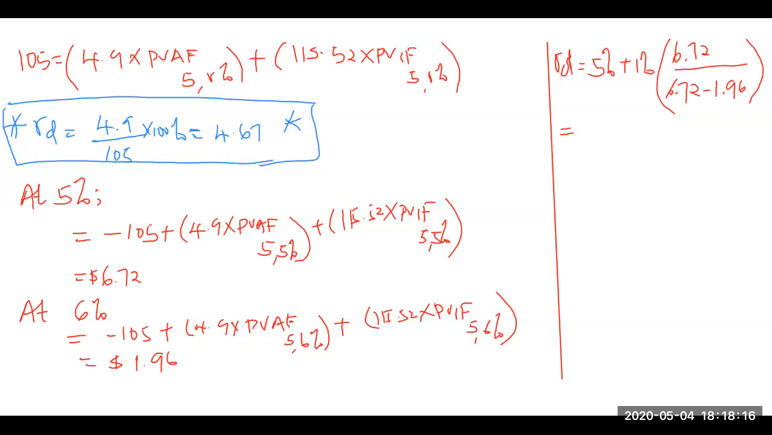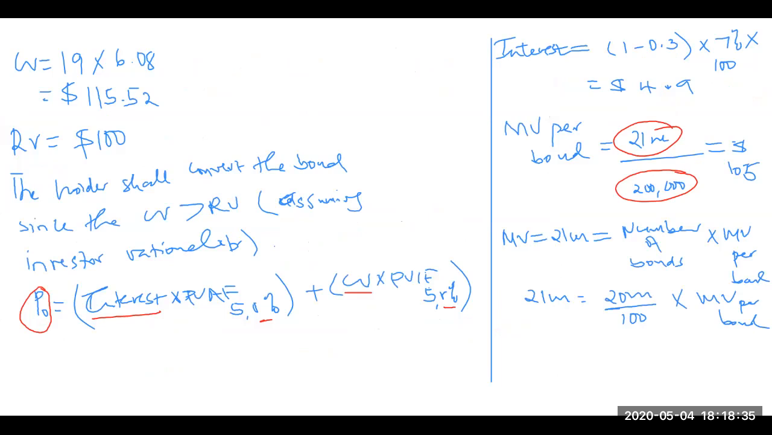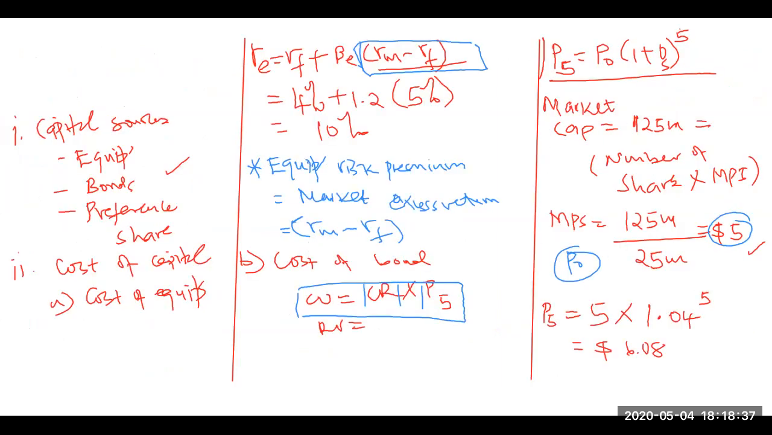Got some answers here, and you get 6.41. 6.41% is the cost of this bond. 6.41. And as we estimate therefore the cost of convertible debt, we go back to our earlier analysis. We get the cost of equity, which I think we are done. Cost of bond, we have just done.